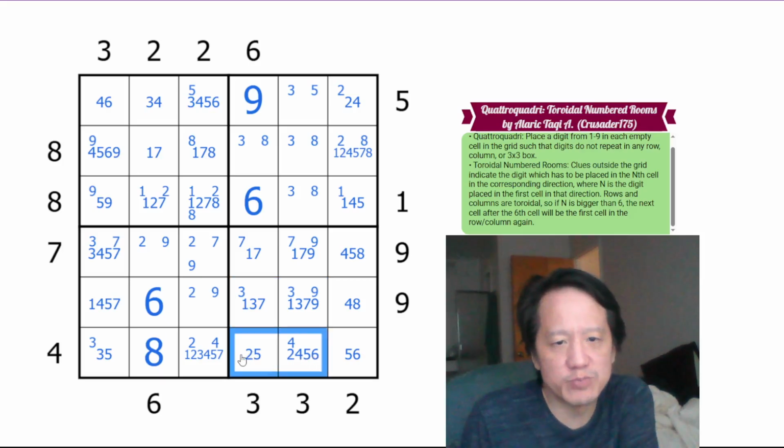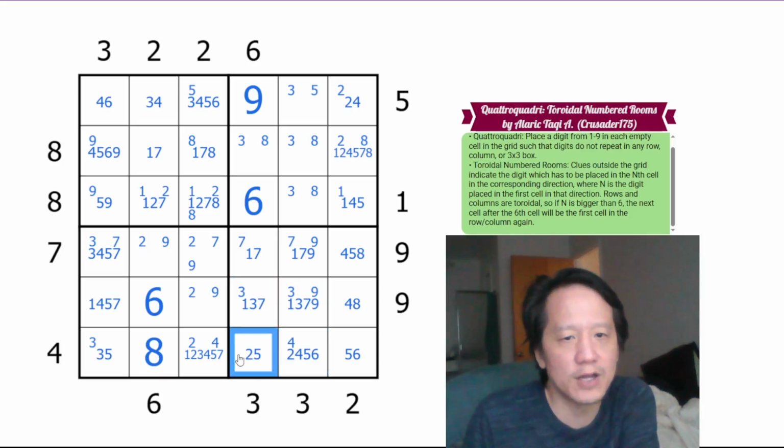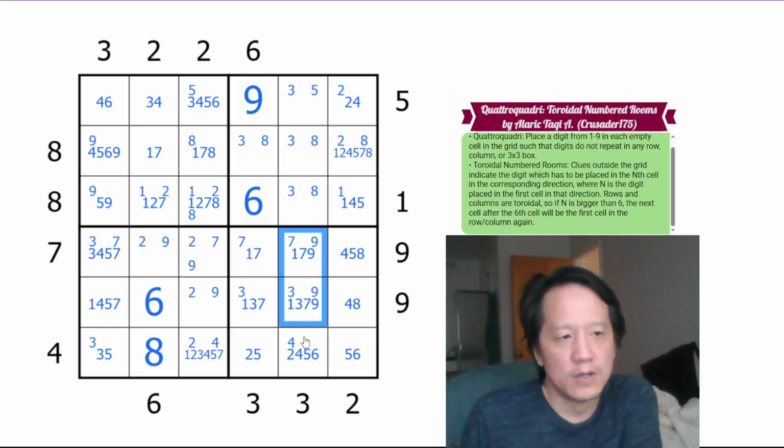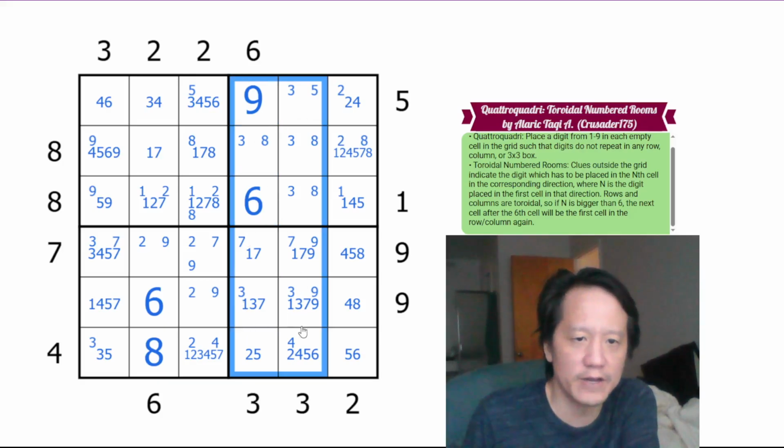One of these must be a 2, right? The other one is in the other box for the 3. But we know one of these has to be a 2. Because again, this can't be 3 here, can't be 9 here because of these 9s having to be in one of these cells here. So this can't be 9, this can't be 3, it can't be 1 or 7 because of the way numbered rooms act with a toroidal caveat.